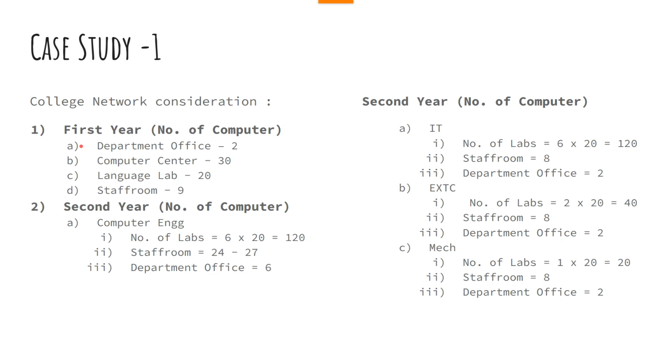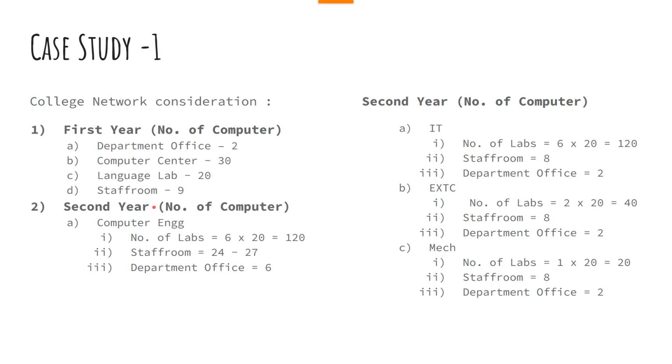You are basically looking at the number of PCs. So for the first year, how many computers will be required? I have assumed that there is a department office with 2 computers, which means 2 IP addresses will be required there. There is a computer center with 30 computers, a language lab with 20 computers, and a staff room with 9 faculties, let us say. So these 9 faculty will require 9 machines, and therefore 9 IP addresses. This is the situation you will have in the first year. So in the first year you would have a very small network, roughly 61 machines, right?